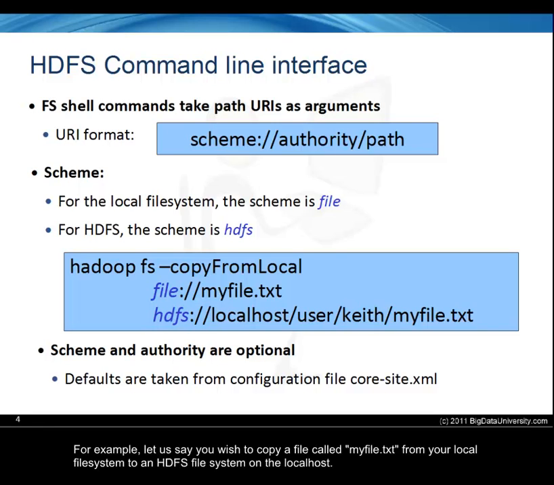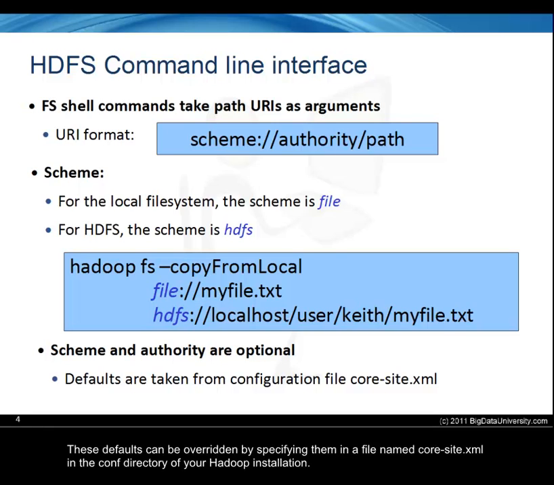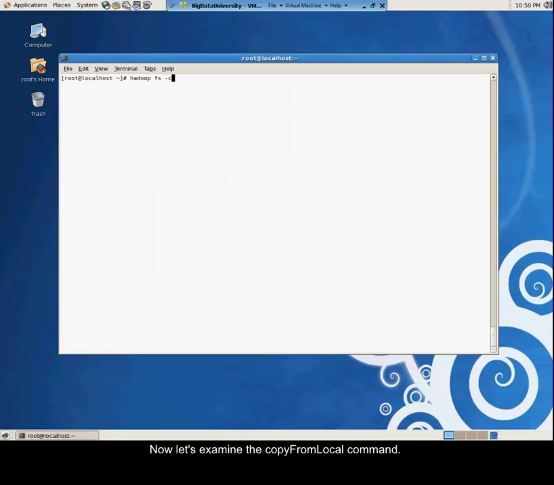For example, let us say you wish to copy a file called myfile.txt from your local file system to an HDFS file system on the local host. You can do this by issuing the command shown. The copy from local command takes a URI for the source and a URI for the destination. The scheme and the authority do not always need to be specified. Instead, you may rely on their default values. These defaults can be overridden by specifying them in a file named core_site.xml in the conf directory of your Hadoop installation.